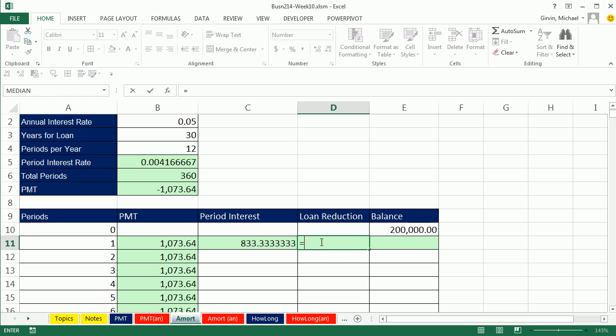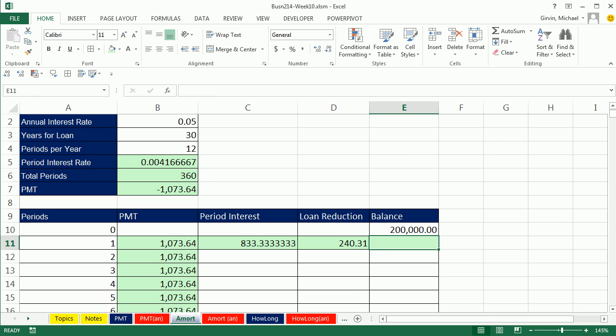So our loan reduction equals the PMT minus the period interest. Control Enter. Wow. I sent in $1,073, and they only let me take off $240 from my balance. Yep, that's the way it works. Early years, high interest, low loan reduction. Later years, high loan reduction, low interest.